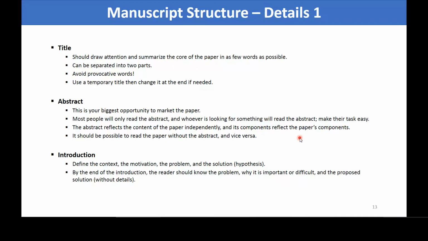This will help me decide whether I should read the paper or not. And the abstract should be possible to read without the rest of the paper, and vice versa. So I can read the paper without the abstract, it should be complete. And also I can read the abstract without the paper. So the abstract here is independent of the rest of the paper.